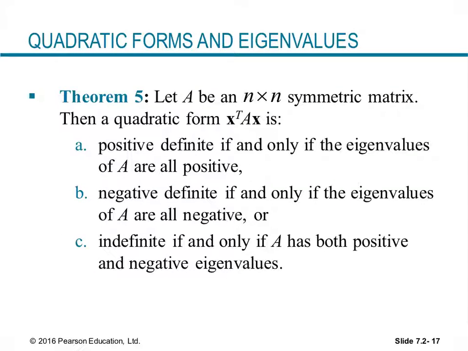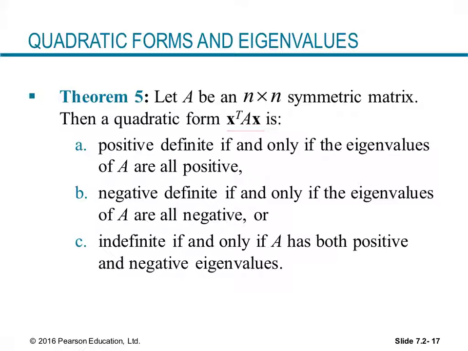Theorem 5 generalizes the examples I explained on the previous slide. Suppose that we have some n by n symmetric matrix A. Then the quadratic form x transpose Ax will be positive definite if all the eigenvalues are positive, and vice versa. If that quadratic form is positive definite, the eigenvalues will be positive. And if all the eigenvalues of A are negative, then the quadratic form x transpose Ax will be negative definite.